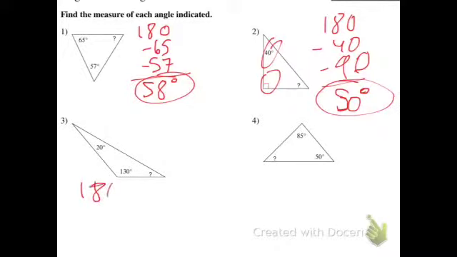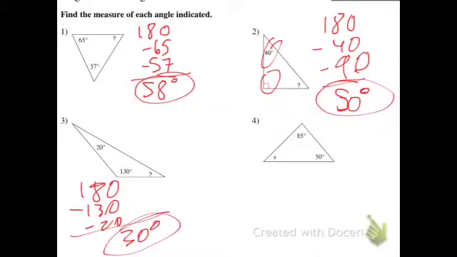This one, again, just take your 180, subtract your 130, subtract 20. Make sure you do them in consecutive order. So 180 minus 130 will give you 50, then minus the 20, it'll give you 30 for that one. And then on 4, take your 180, subtract 85, and then subtract 50. That's going to give you, I believe it's 45. Here, let me double check real quick. Yeah, that's what I thought.